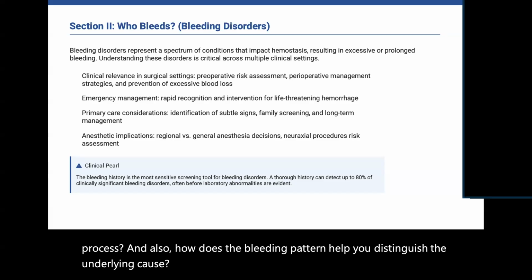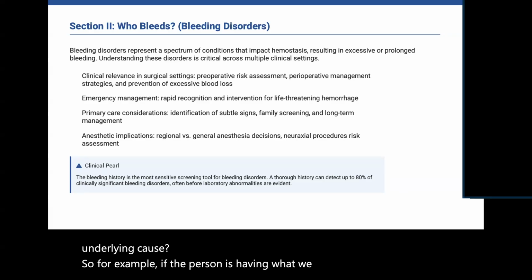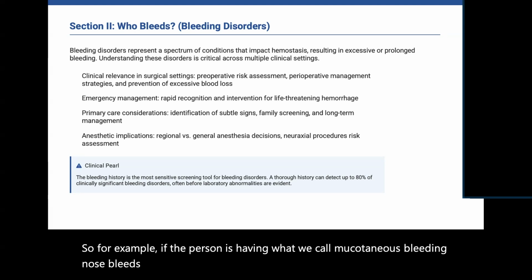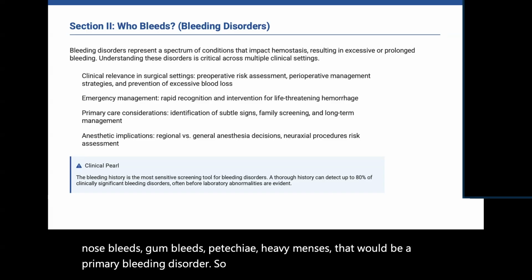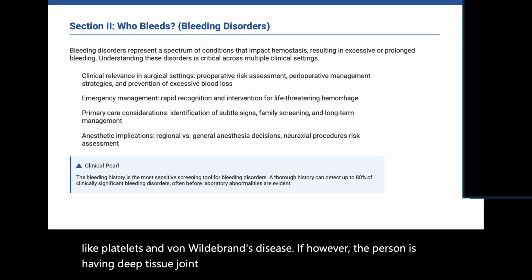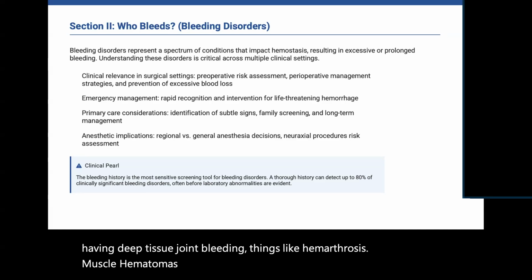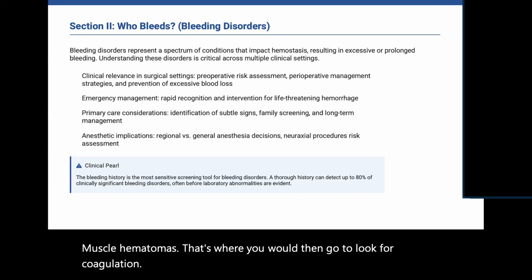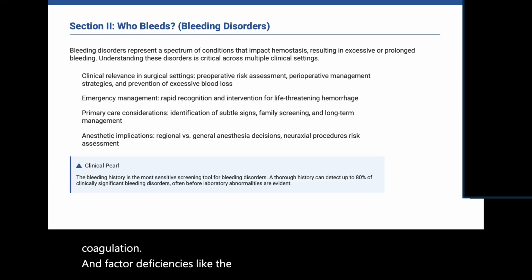So for example, if the person is having what we call mucocutaneous bleeding, nose bleeds, gum bleeds, petechiae, heavy menses, that would be a primary bleeding disorder. So that's where you would investigate for things like platelets and von Willebrand's disease. If, however, the person is having deep tissue joint bleeding, things like hemarthrosis, muscle hematomas, that's where you would then go to look for coagulation factor deficiencies like the hemophilias.